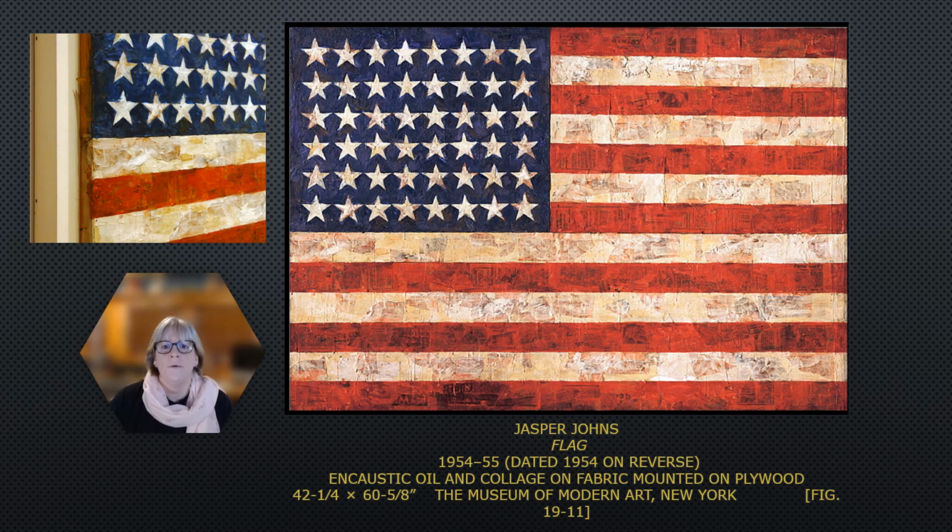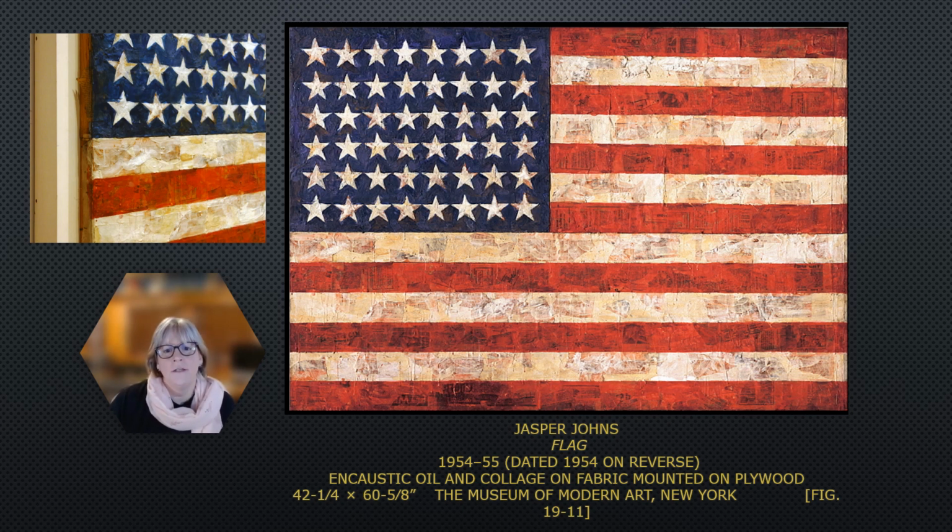Jasper Johns was born in South Carolina and moved to New York in the mid-1950s. Johns and Rauschenberg became close friends and were supportive of each other's artwork. This piece is titled Flag and is an encaustic oil and collage on fabric on mounted plywood. There is a detail just above my head.